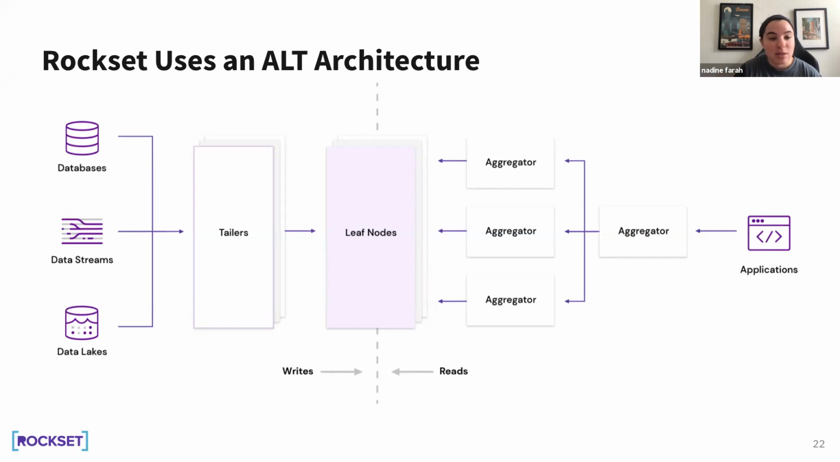So Rockset uses the ALT architecture as its blueprint, or underlying bones, if you will. And actually this architecture is not something that Rockset created. It is actually used at many web companies like Facebook and LinkedIn, and they use it to power their own real-time apps for things like ad placements or fraud detection.